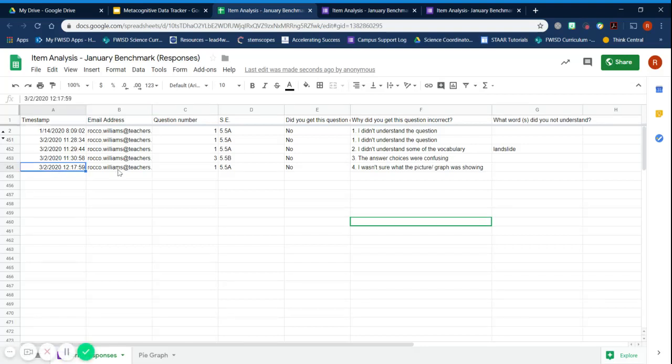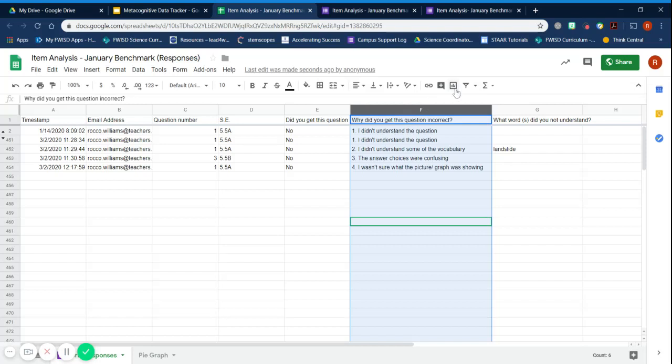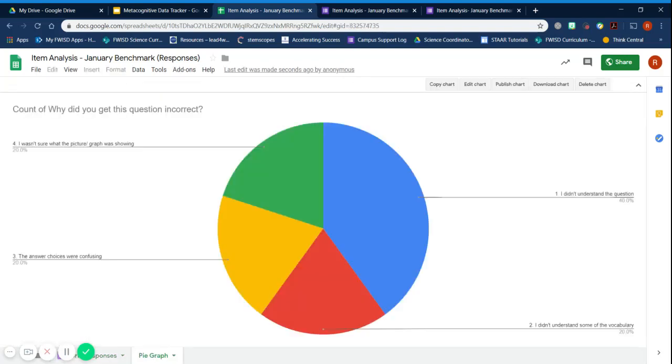This is the one that I just did. You can see it's got my email address. It was question number 1, 5.5a. I said no, and it was because of the picture or graph. So this is the spreadsheet that it will take all your responses and put into. As you can see, I've only put in a few practice items here. I've only got 5. But another cool thing that you can do, I've already done this, is I took this column, and just by hitting that insert chart, I was able to create a pie graph. So as you can see from the data that I've collected so far, 40% of the responses were I didn't understand the question, and then it was even between the other 3.